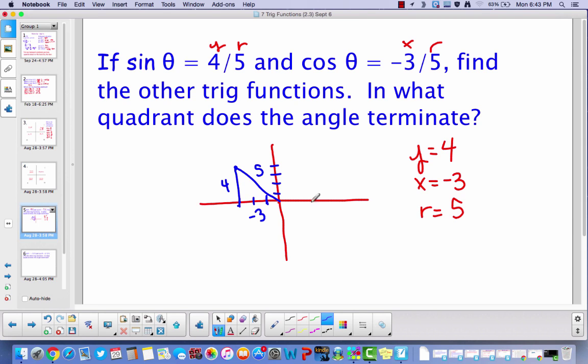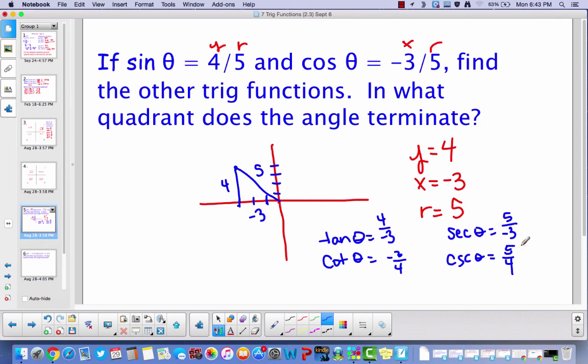We know sine, we know cosine. Tangent is y over x, so that's 4 over -3. Cotangent is the reciprocal of that, or 1 over this, so 1 over 4 over -3 is simply -3 over 4. Secant is the reciprocal of cosine, so it is 5 over -3. And cosecant is the reciprocal of sine, so it is 5 over 4. All right?